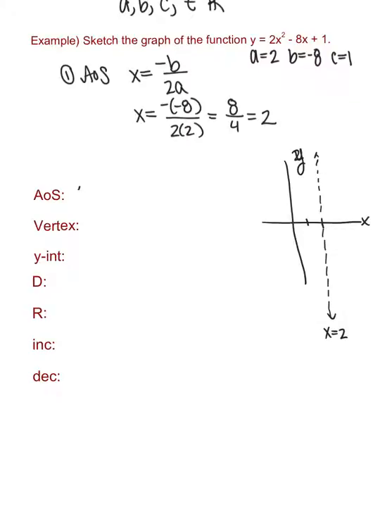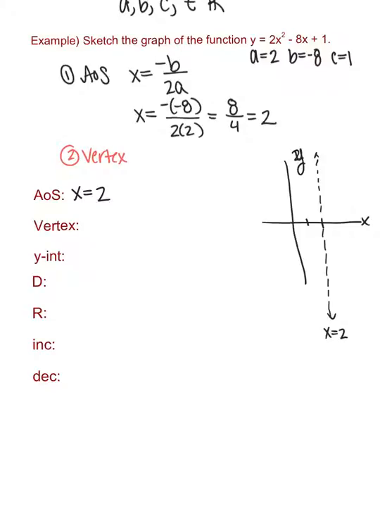And that's my axis of symmetry. It's really important that when you're doing your axis of symmetry that you have x equals the number because it is a vertical line. Now my second step is going to be to find the vertex.